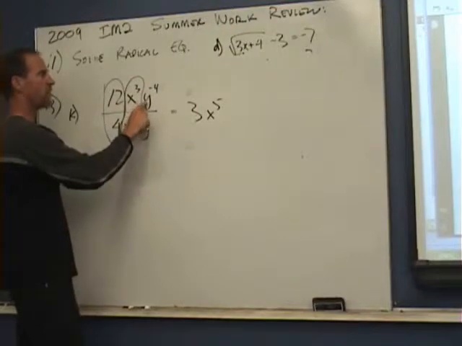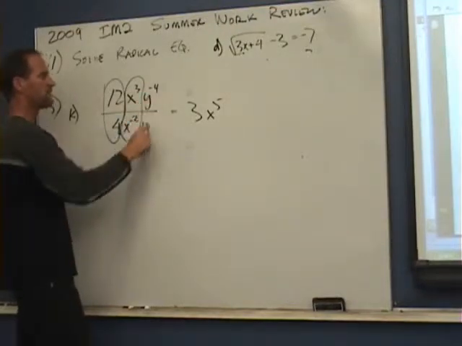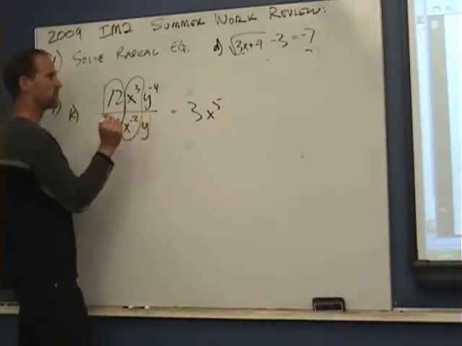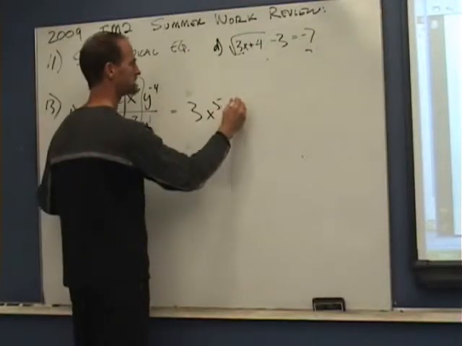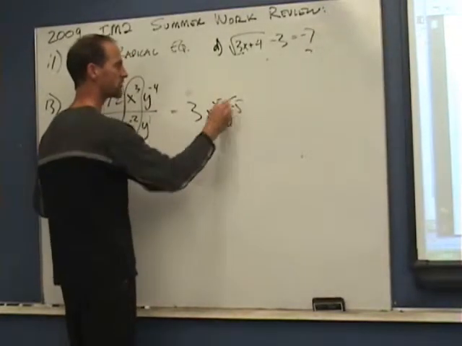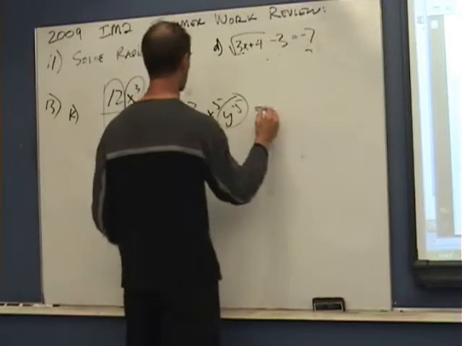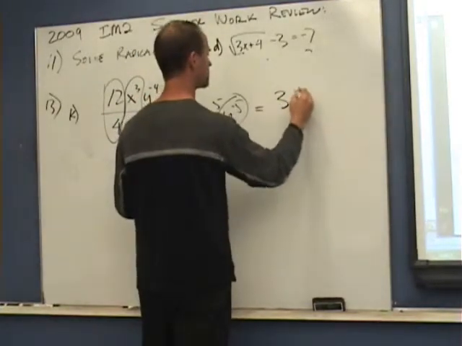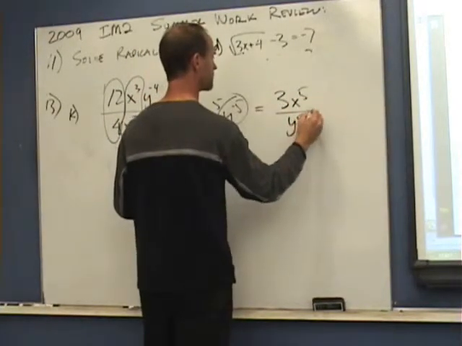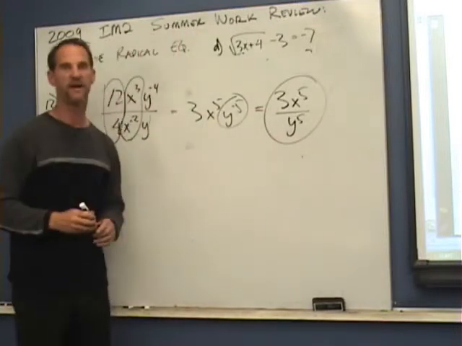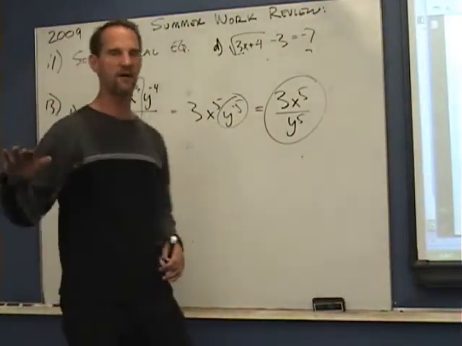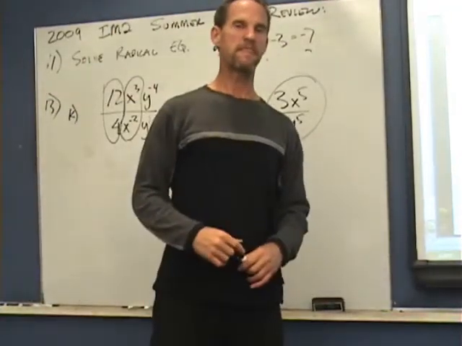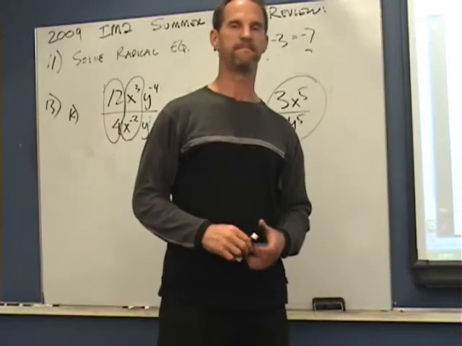And then here it's y to the minus 4 minus a little invisible 1. So that's y to the minus 5. But generally we do not write negative exponents, so we would write this as 3x to the 5th over y to the 5th. And that's your final answer. So that's it for algebra. We'll do geometry another time.